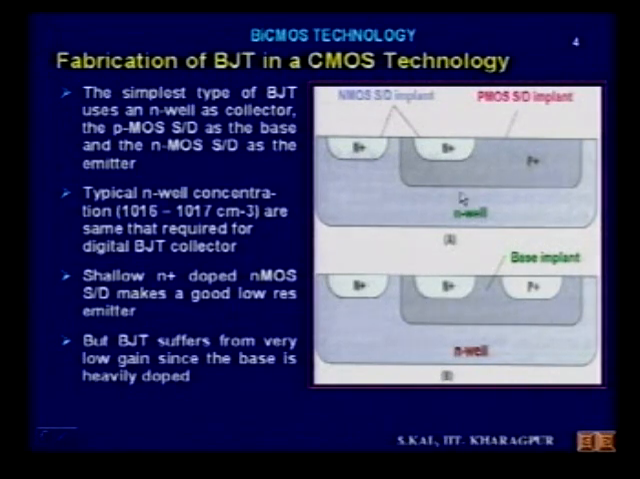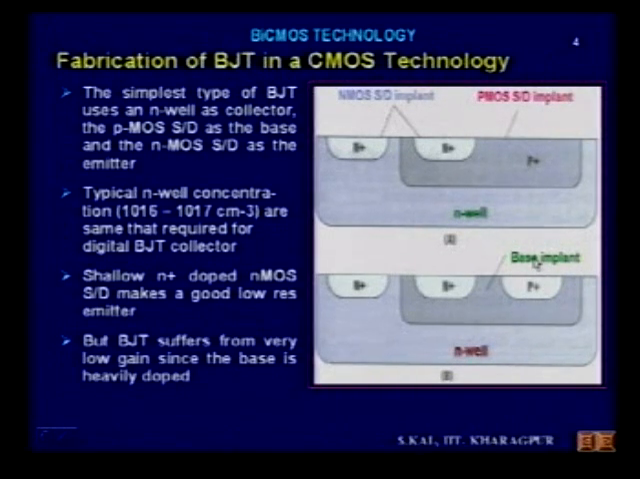This is now an improvement over A. A is a process, then B process is this one. So here what we did, this P plus PMOS source drain implant is not used as a base. For base, we have added one extra implant, that is P. And the P plus region is used as a base contact, extrinsic base. So extrinsic base can be highly doped, there is no problem. But intrinsic base you can get by base implant.